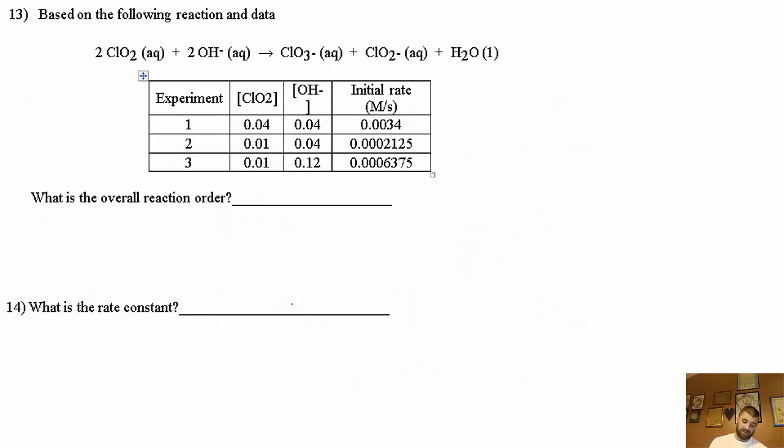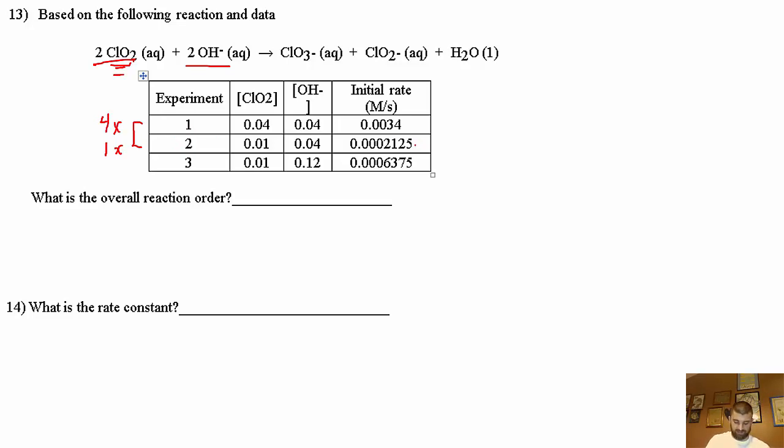13. Based on the following reaction and data, what is the overall reaction order? So again, we're going to have to take a look at the reactants and figure out the rate order for each one. So if we want to find out the rate order for ClO2, we got to find two experiments where OH is kept constant. So if we take a look, experiments 1 and 2 are perfect for that. OH doesn't change. We go from 1 to 4, right? Between 2 and 1, and what happens to the reaction rate?